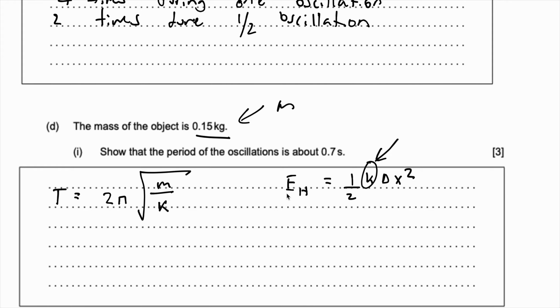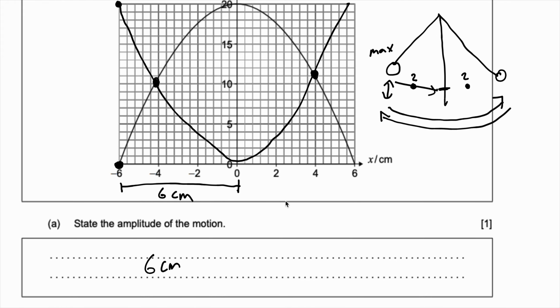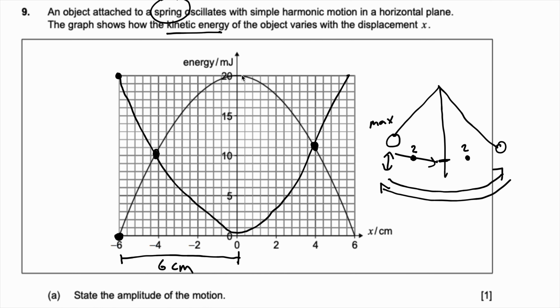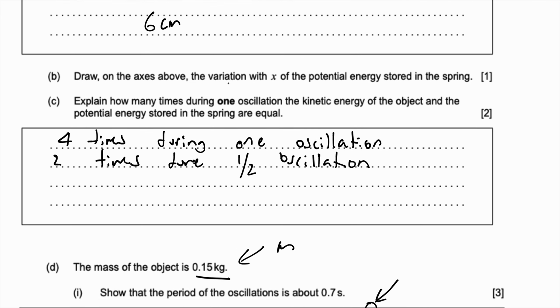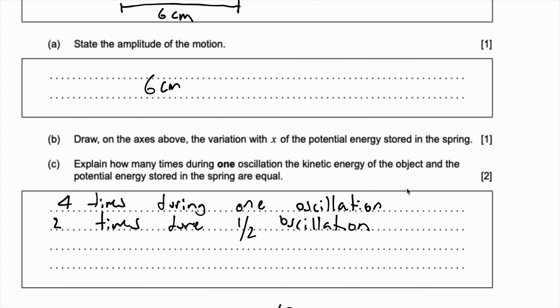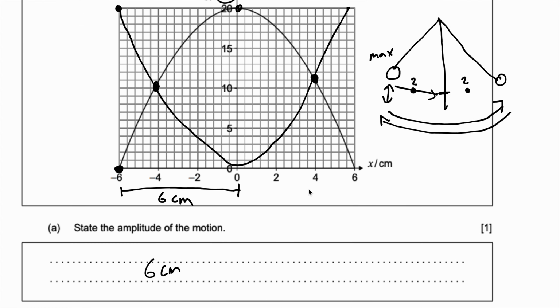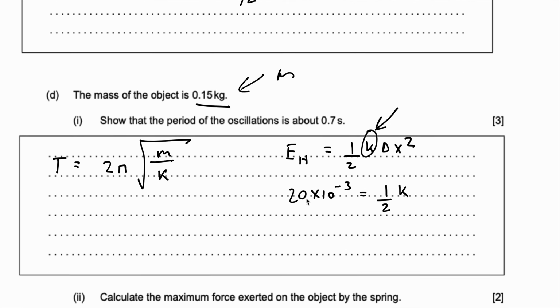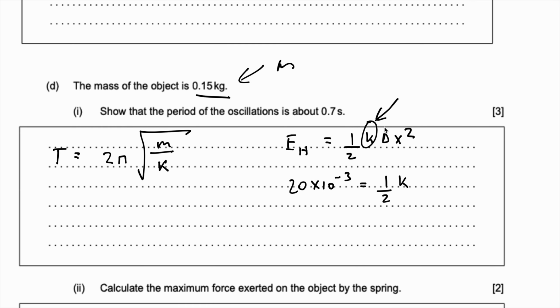Now we can rearrange this to solve for k. We know the kinetic energy of the spring because we're given it in this graph. The maximum kinetic energy of the spring is 20 millijoules, so we can equate them. 20 millijoules, which is 20 times 10 to the power of negative 3 joules, is equal to half k times delta x squared. What's delta x? The amplitude is 6, so delta x is also 6. That's the amplitude.